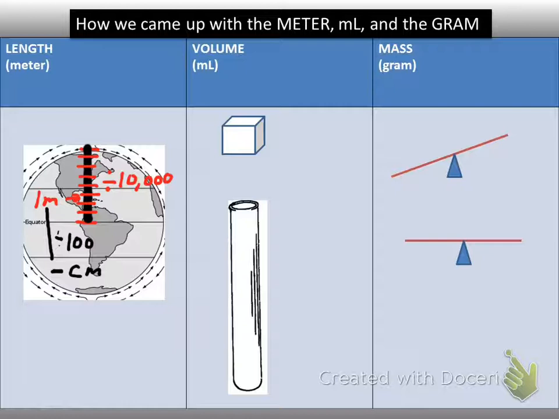But now we want to be able to measure volume. So here's what we did. We took this centimeter and we built a box. So that box measures 1 centimeter by 1 centimeter by 1 centimeter. Does that box take up space? Yeah. By its very definition of it being a box, it's taking up space.